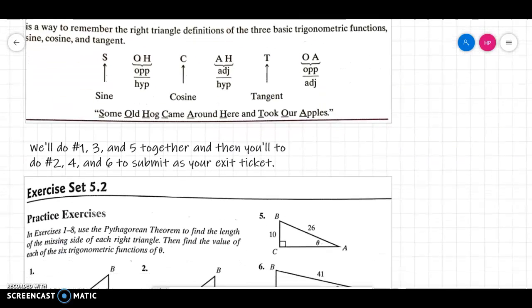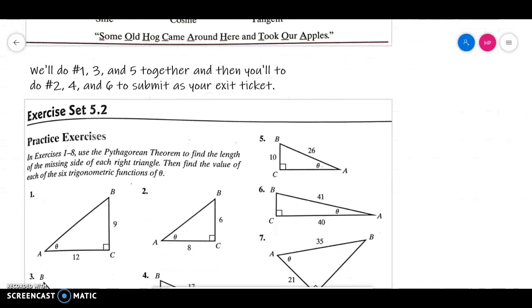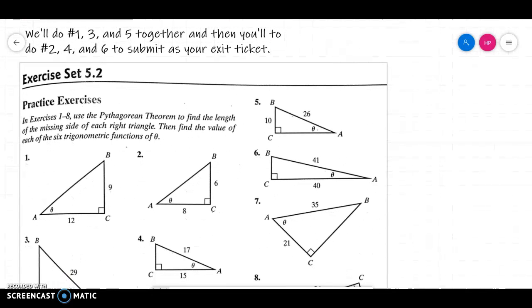So what we are going to do today, these are the book problems, and there are 8 of them in this first set, but I decided that we'll do 1, 3, and 5 together, and then you'll do 2, 4, and 6, and those answers you'll put in on your exit ticket. So the directions are to use the Pythagorean theorem to find the missing side first, and then to list each of the values. So really, the most work we're doing is figuring out the length of the side, and then it's just piecing all of those fractions together.